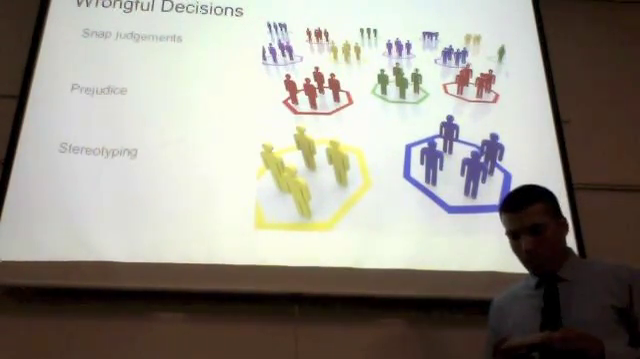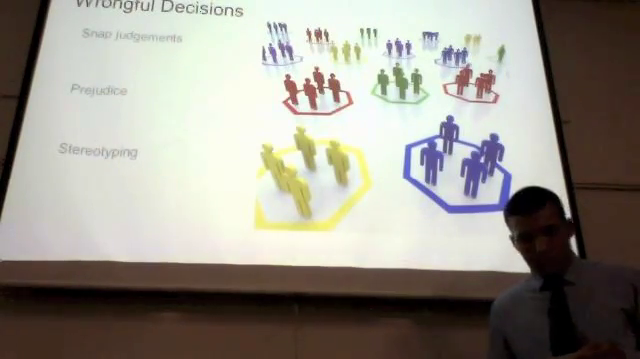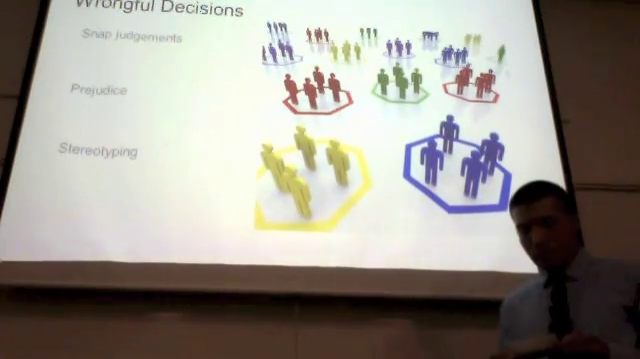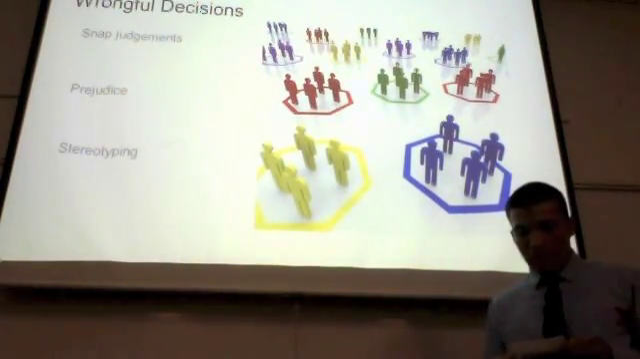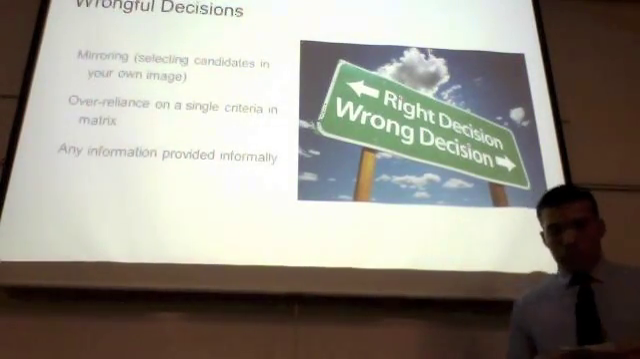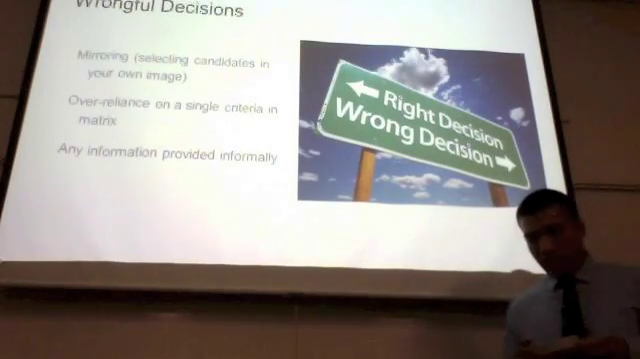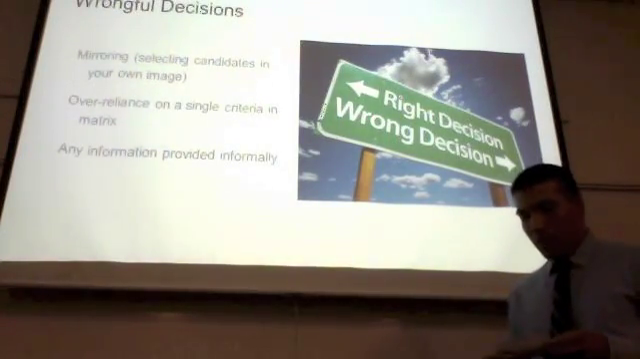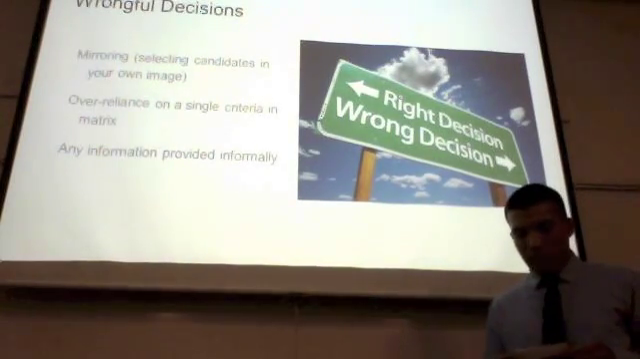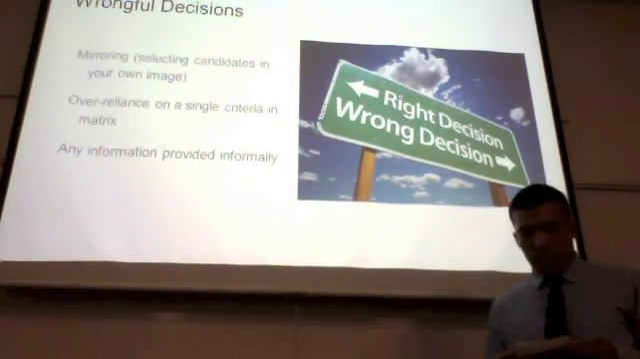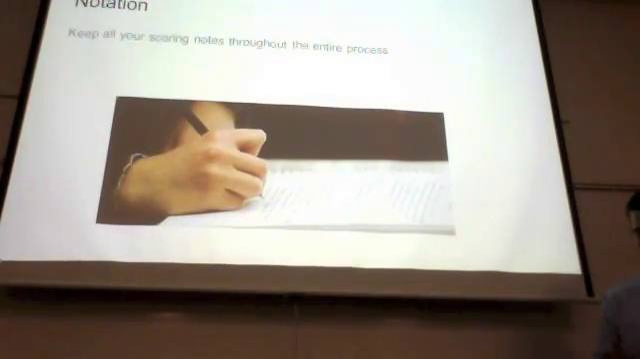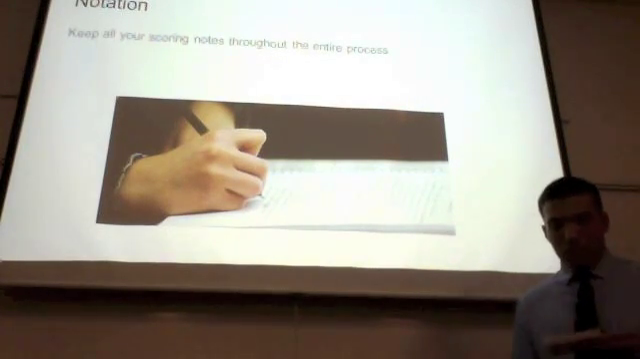Snap judgment should be avoided, where you quickly judge someone off of your own perceptions without understanding the person. We also do not want to base decisions off of race, gender, sexual orientation, or religion. And once again, going back to your own immediate perceptions of people, you should make sure to avoid stereotyping. Next, you want to avoid mirroring. This is when you might select a candidate based on your own image, so you hire someone who is most like you. You also want to avoid any over-reliance on a single criterion in the matrix. This can be somewhat avoided if weights were previously assigned to each category. And lastly, decisions should not be focused on any information provided informally.